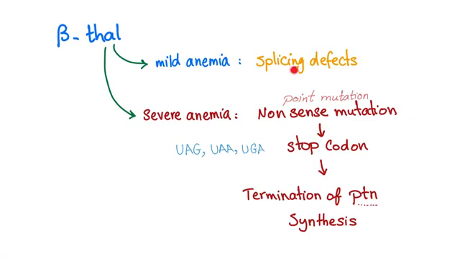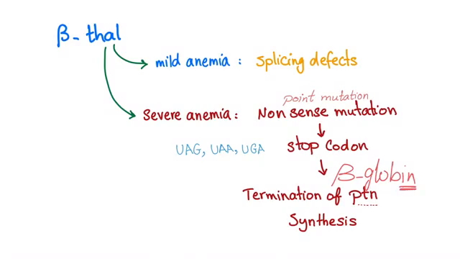Mild anemia usually due to a splicing defect. Go back to your microbiology and review this topic. Severe anemia is due to a specific type of point mutation called nonsense mutation. There is a stop codon that's introduced earlier than usual. Stop codons are these, as you know. This will lead to termination of protein synthesis, and in this case, the protein is the beta globin protein.